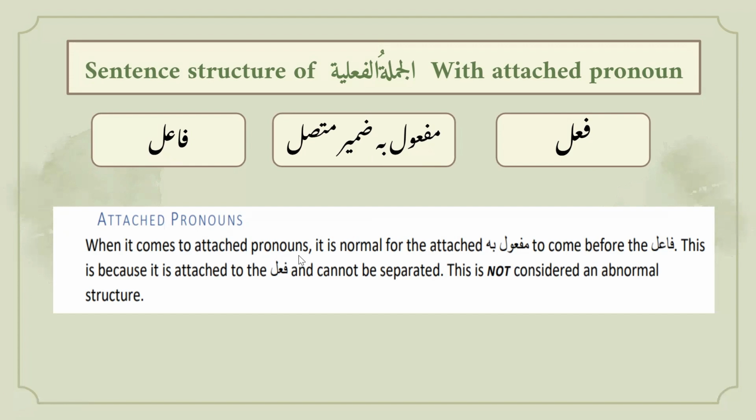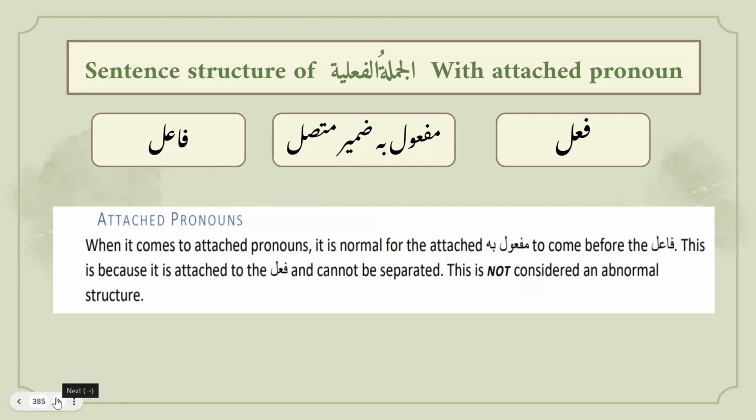So when it comes to an attached pronoun, zamir muttasil, it is normal for the attached maf'ul bihi to come before the fa'il. This is because it is attached to the verb and cannot be separated. And this is not considered an abnormal structure. Even when maf'ul bihi comes before fa'il, because it's an attached pronoun, we don't consider it abnormal. We consider it a normal structure.